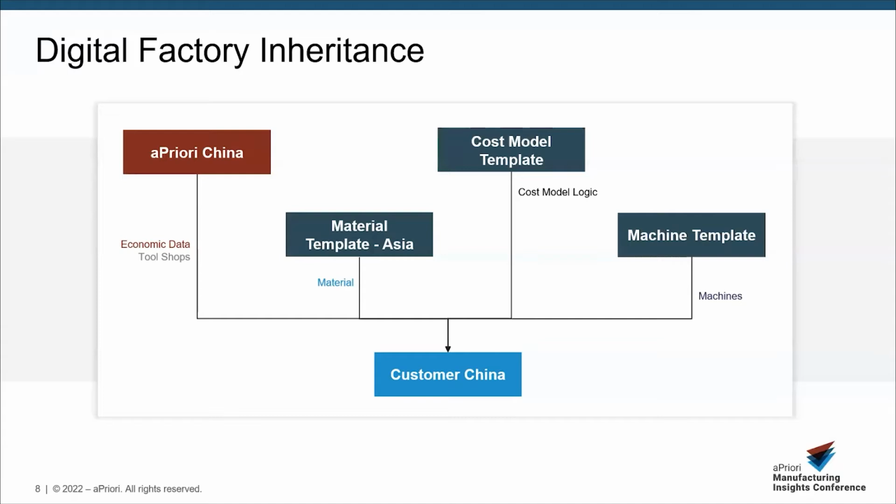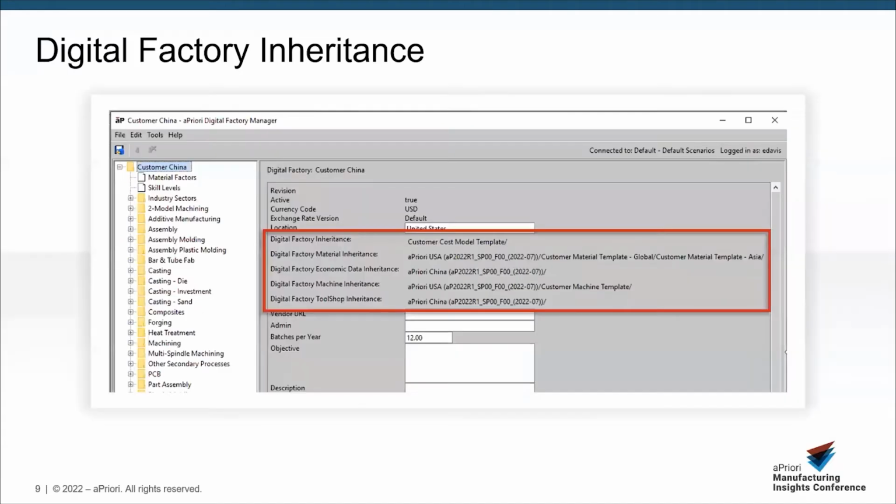So that being said, let me go back to the screenshot I showed originally. I just want to quickly revisit this with the knowledge that we have now. So taking a look at these 5 inheritance categories, we can see that the cost model logic is coming from the customer cost model template. The material information is coming from the Asia material template, which inherits from the global material template, which inherits from aPriori USA. The economic data is coming from aPriori China. The machine data is coming from the machine template, which inherits from aPriori USA. And the toolshop data is coming from aPriori China.